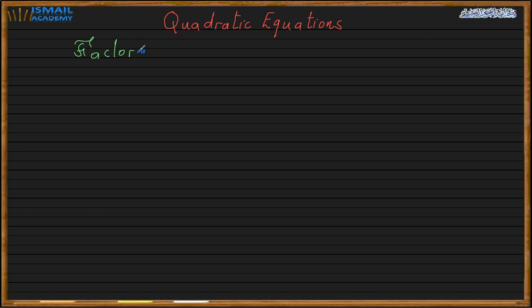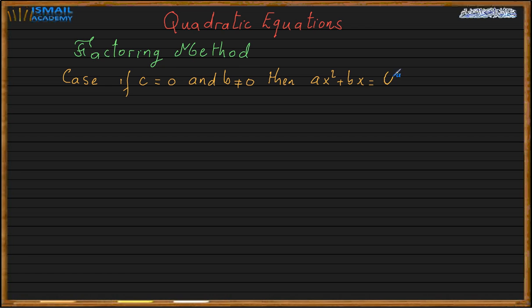The factoring method offers two cases. So first case, case one, is when the constant coefficient equals zero. If c equals 0 and b is not 0, in that case we are going to solve ax squared plus bx equals 0.